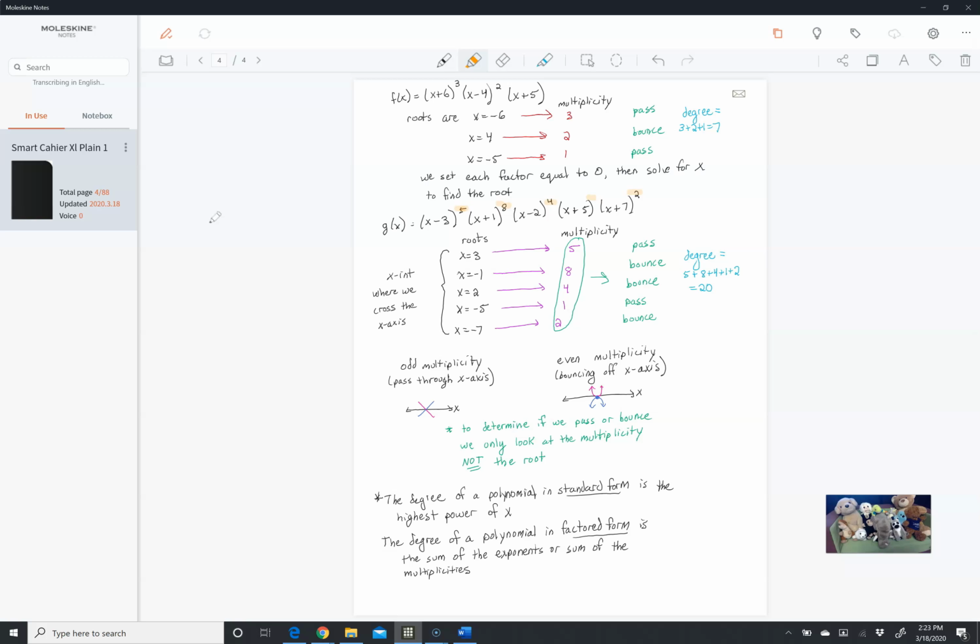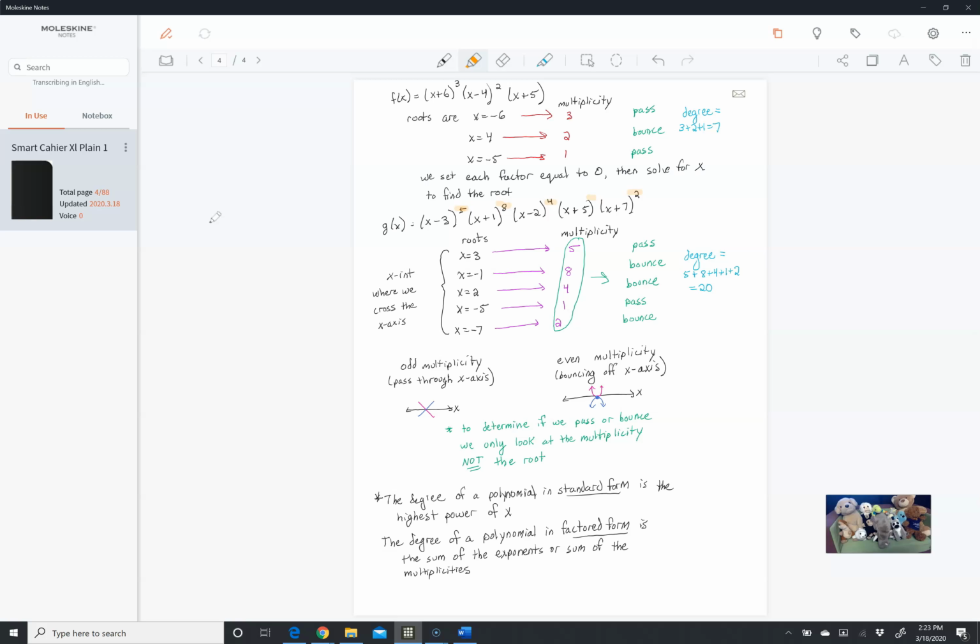Okay, so these have even degrees. So the degree here is 7, not 3, okay? The degree is 7, which means that it has an odd degree. Here the degree is 20, which means that it has an even degree. It just so happens that here the highest exponent is 3 and the degree is 7, so the highest exponent has nothing to do with the degree in this case because they're in factored form, okay?